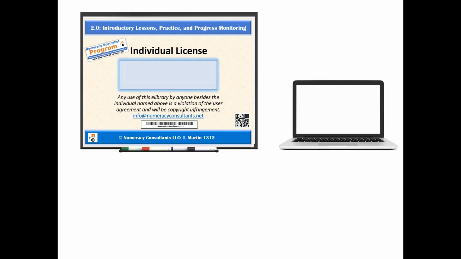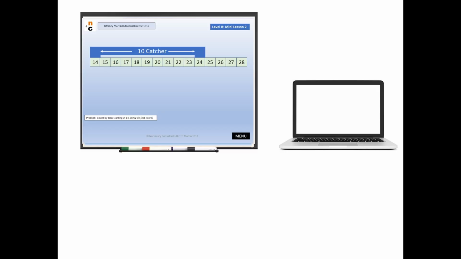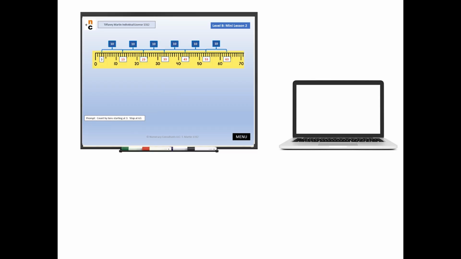When you go into the e-library, there's something called the 2.0. The 2.0 is always going to be your introduction lessons. This is teaching students how to count by tens off decade, so it has the prompts in there. It's a very structured lesson that you're going to do. You go through and do this mini lesson with them. This is essentially a whiteboard, and you would just project it, hook your laptop up to it, and go through the questions and do the teaching with them.